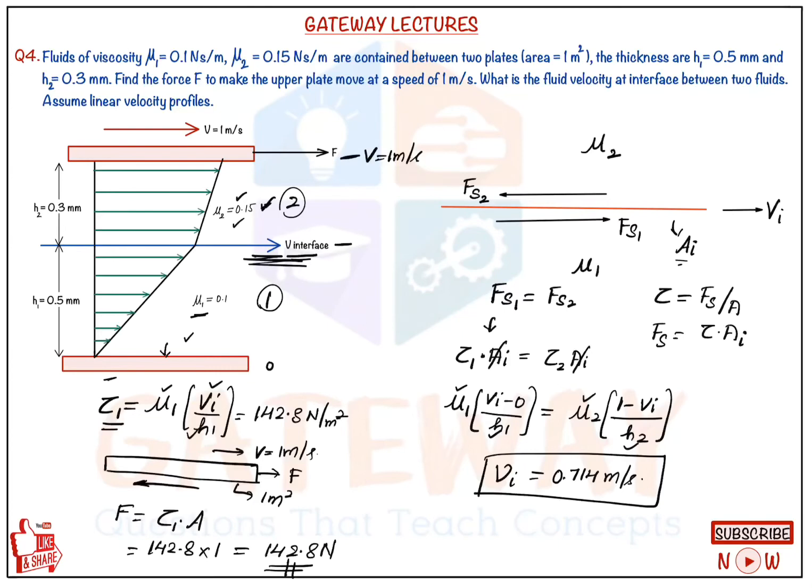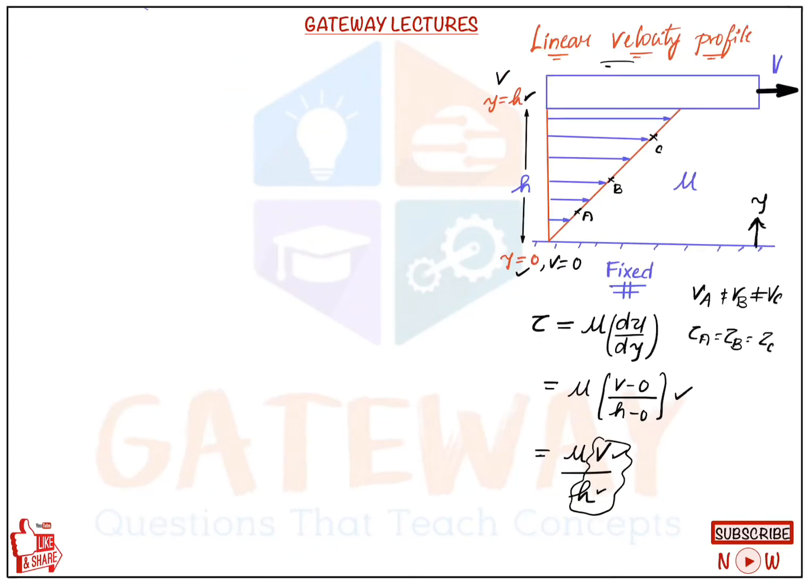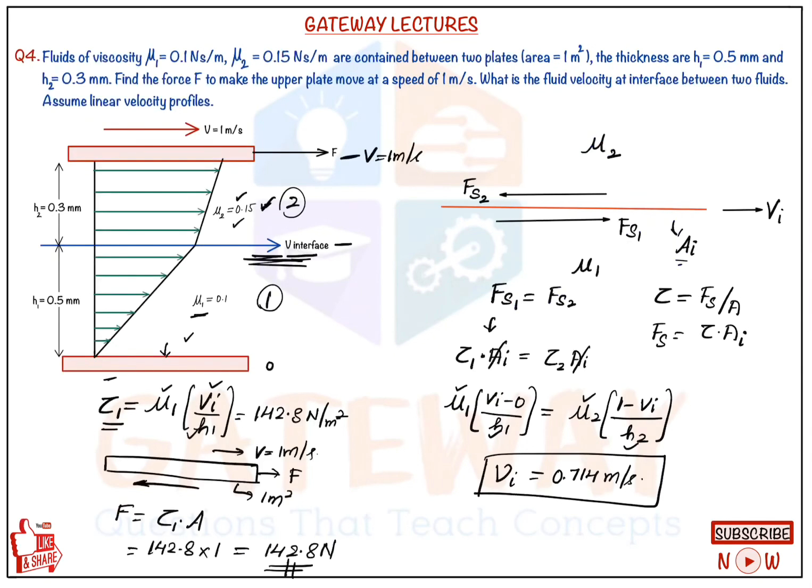In this question, the only important thing to know is that for a linear velocity profile, tau is equal to constant. Tau doesn't vary with the distance, but velocity varies linearly. And coming back to parabolic or cubic variation, the tau is not constant. Tau also varies. Okay, we'll be solving those questions also.